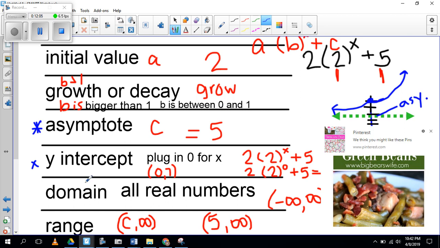Okay? So now I want you to try the next example. It should be very similar to this one. So pause this video, and then when you go back, this will be example number 2.